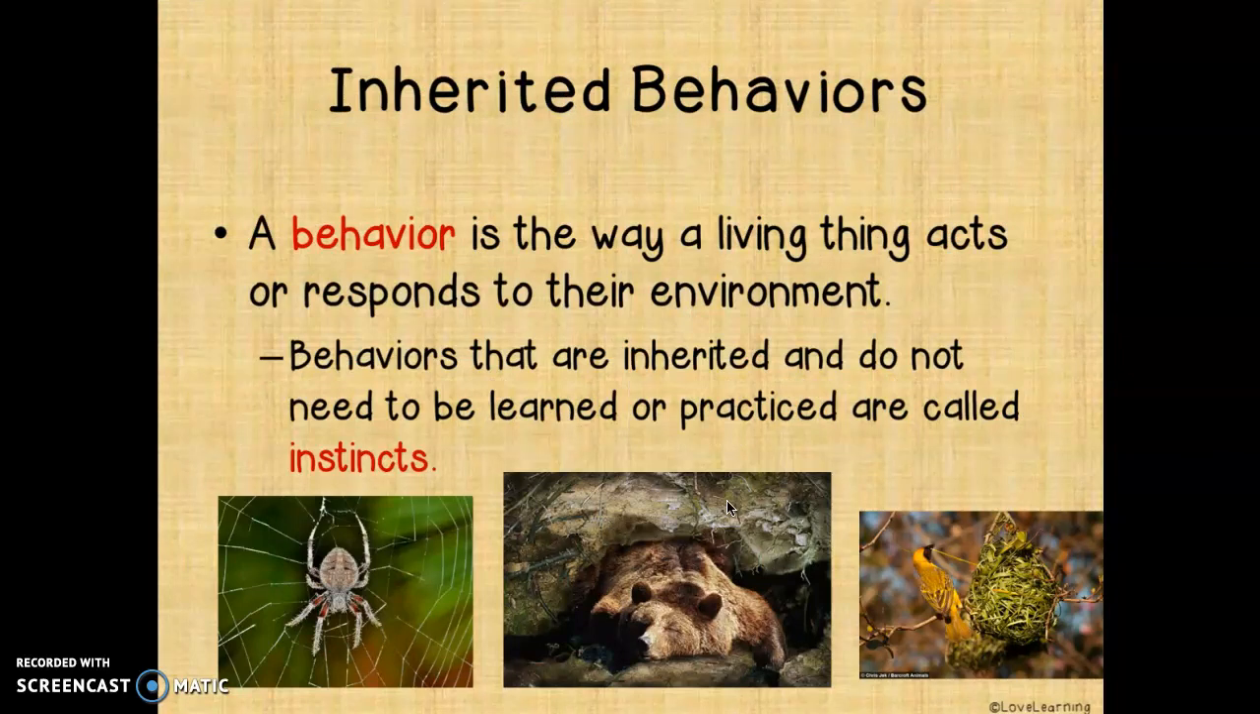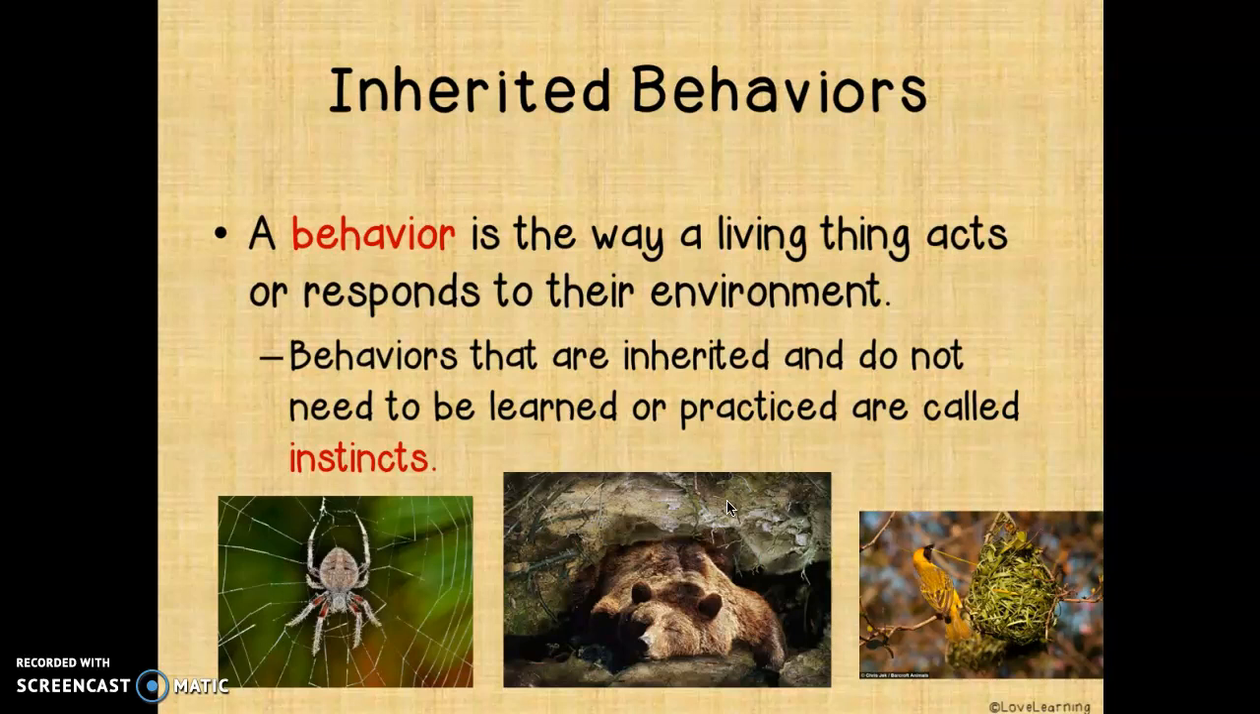So we reviewed inherited behaviors, and an inherited behavior is a way living things act or respond to their environment. And so we know that there are certain things that are instincts, behaviors that we do naturally, okay? So a spider building a web, we talked about that, a bear, and a bird building a nest. All of those are inherited behaviors. And for animals, we like to call them instincts.